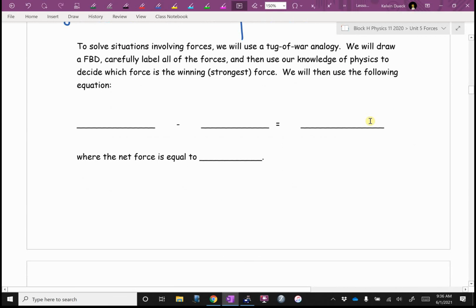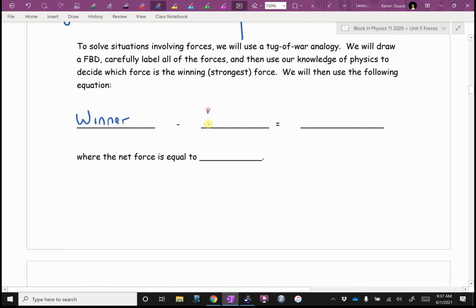Here's the key idea. You ready? To solve situations using forces, Liam, we're going to use a tug of war analogy. We're going to draw a free body diagram labeling our forces. And then we're going to use our knowledge of physics to decide which force is the winning or strongest force, which way we're accelerating. And then we're going to use the following equation.